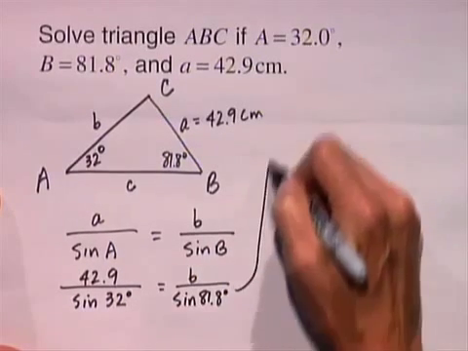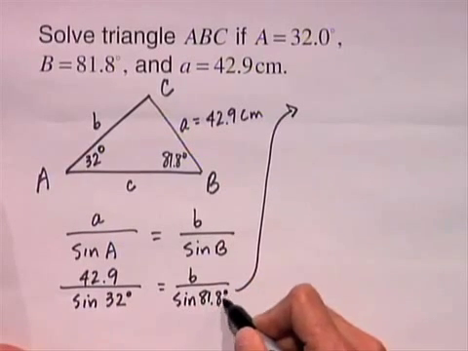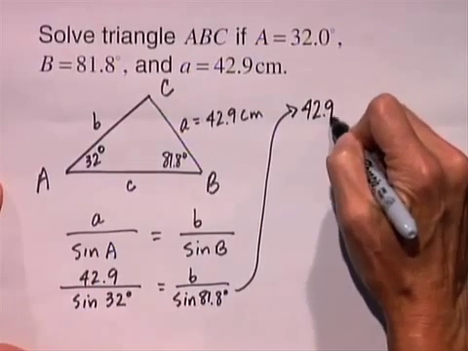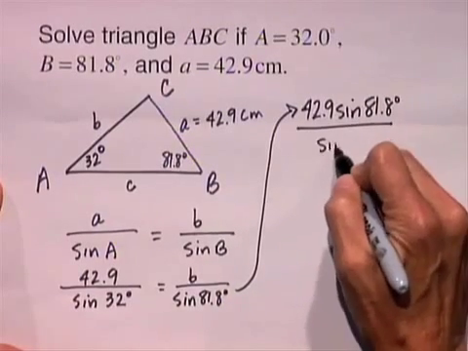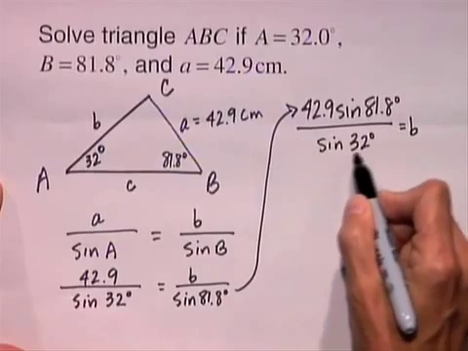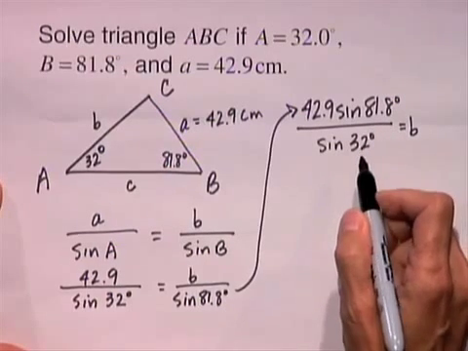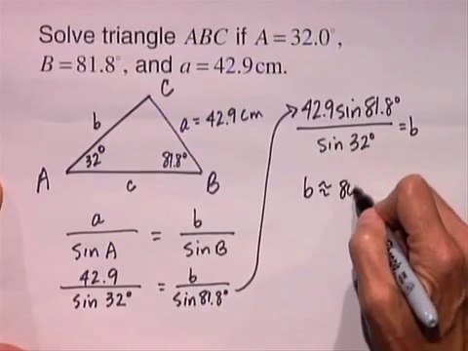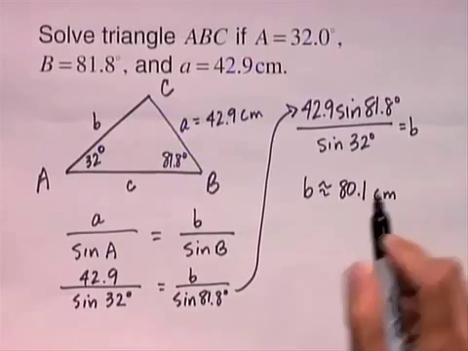These are in degrees. Continuing with that, to isolate b, all I need to do is multiply by sine of 81.8. And I'll be looking for 42.9 times the sine of 81.8 degrees divided by the sine of 32 degrees, and that's equal to side b. With the help of a calculator, I would calculate this number. Make sure your calculator's in degree mode. If your calculator's in degree mode and you round to one decimal place, you'll see that side b is about 80.1, and the units on our sides are centimeters.